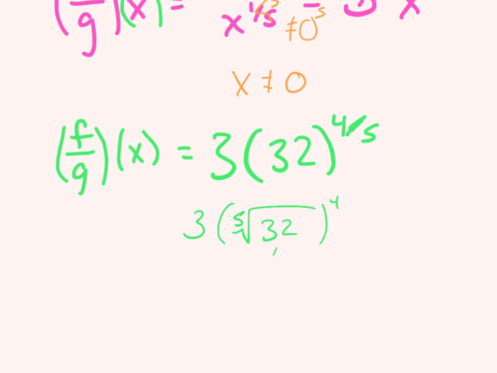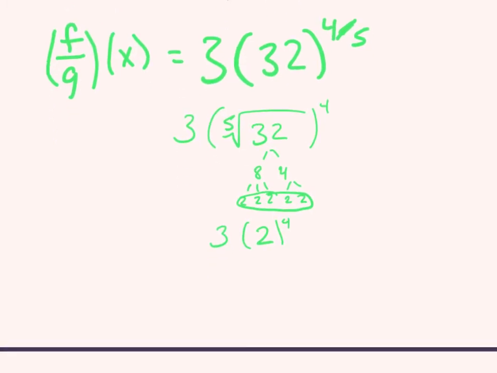What are our factors of 32? 8 and 4. Our factors of 8 are 2, 2, and 2. Factors of 4 are 2 and 2. Circle groups of 5. So we take out a 2. So we have 2 to the 4th power times 3. What's 2 to the 4th power? 16. And 16 times 3?